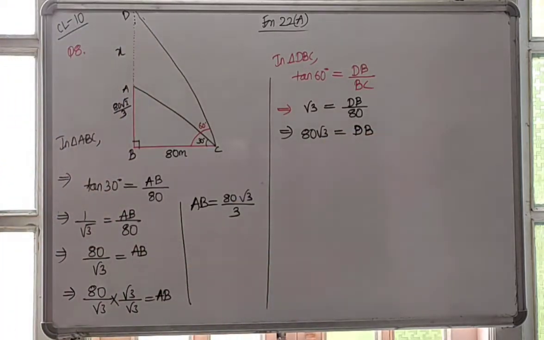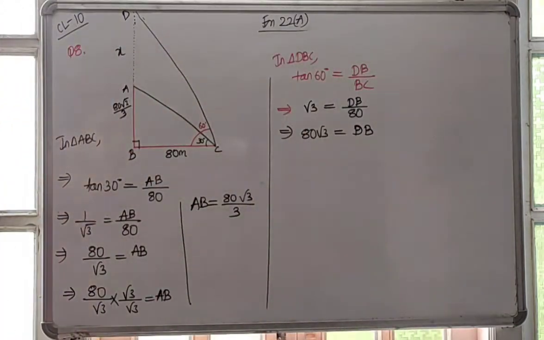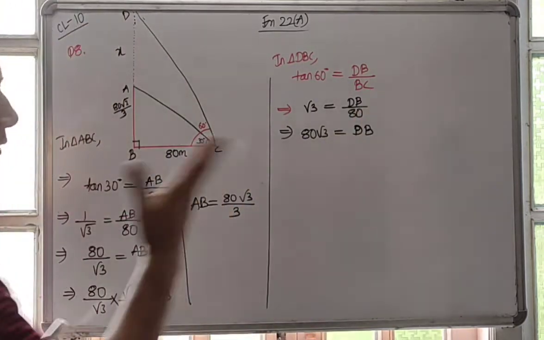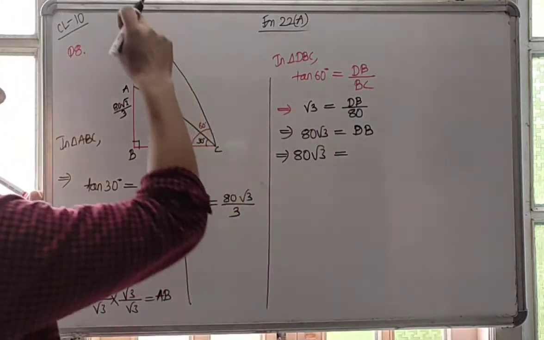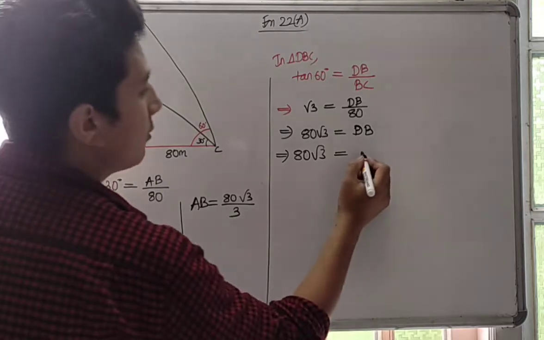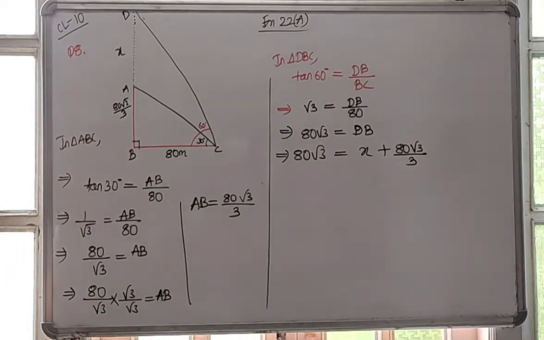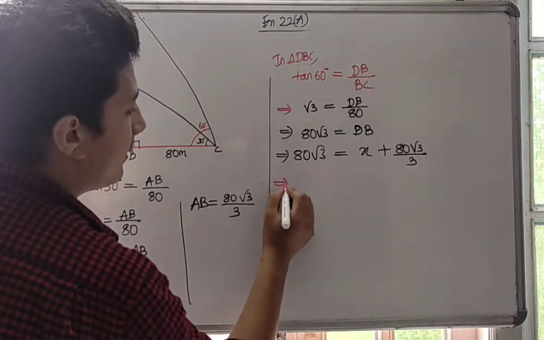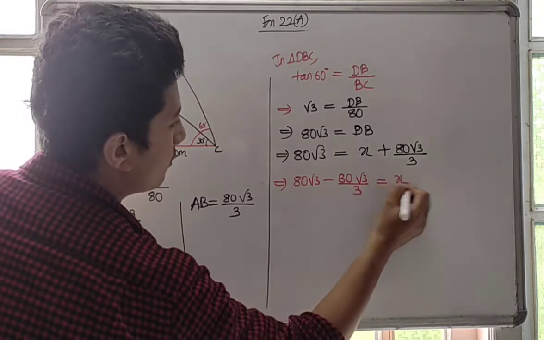We are asked to find how much higher. By the way, DB is what we need to find, yes. So DB is 80 root 3. Now DB means x plus this, that is, x plus 80 root 3 divided by 3. So what we'll do is bring this to the other side. Once I bring this side, what will I get? 80 root 3 minus 80 root 3 divided by 3 equals x.